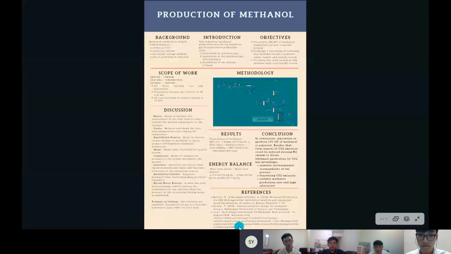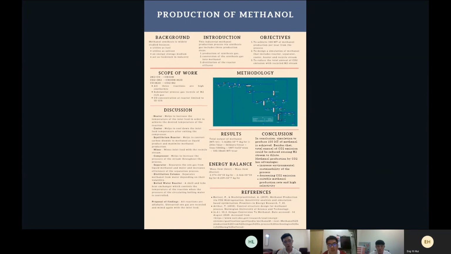In conclusion, three objectives could be reached: 100 MT of methanol could be produced per year from the syngas shown in the plant-wide simulation, and there are no carbon monoxide and carbon dioxide gases produced in the product stream 25. Methanol production from carbon dioxide can help increase the environmental sustainability of the process, decrease carbon dioxide emission, and provide a suitable methanol production rate and high selectivity. This is the end of our presentation.